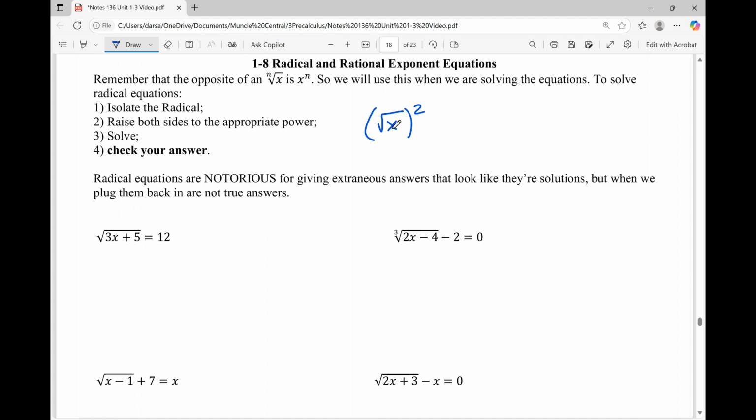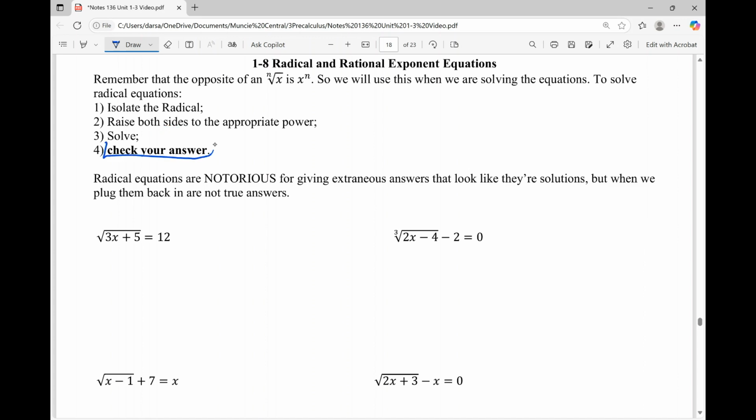So what are the steps that we need to keep in mind as we solve a radical equation? The very first important step is to isolate the radical. Remember, we can't use any solving rules until we have the thing that we're trying to undo by itself on one side of the equation, with everything else on the other side. Then we raise both sides, the whole side, not each individual term, to the appropriate power, depending on whether you have a square root, cube root, fourth root, or fifth root. Then we solve.